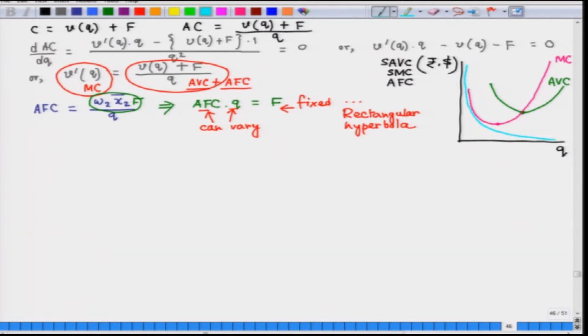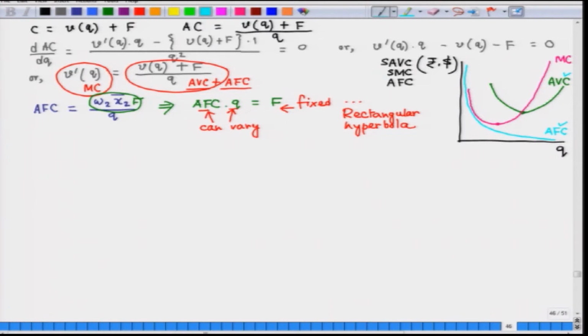So, as it is a rectangular hyperbola, this AFC is asymptotic to the axes, it will never touch any of the axes, but the distance between the axis and the curve will gradually diminish. So, now we have got AFC, we have also obtained AVC, and the sum of these two gives us AC, which is basically the short run average cost. So, now how can we draw this in the same diagram?